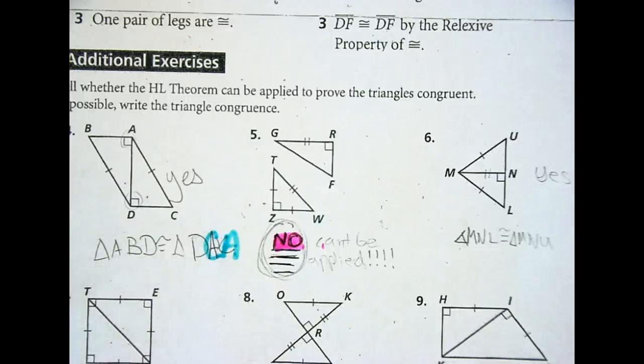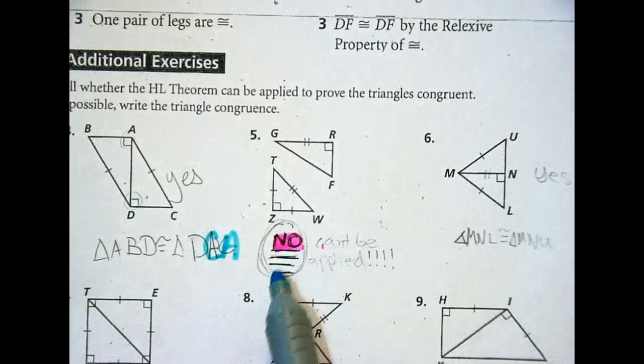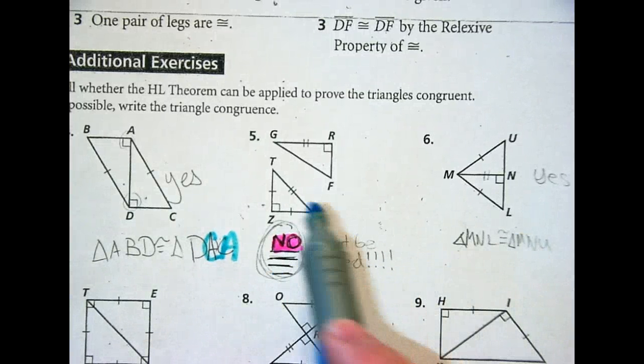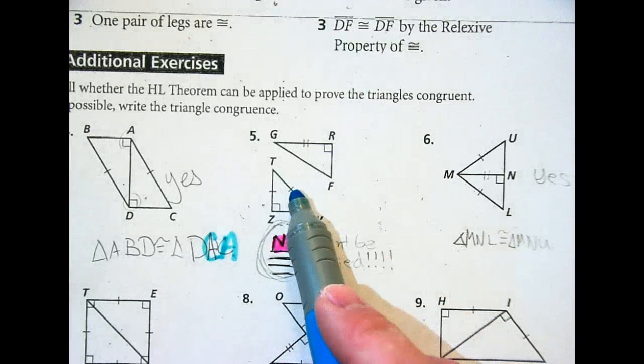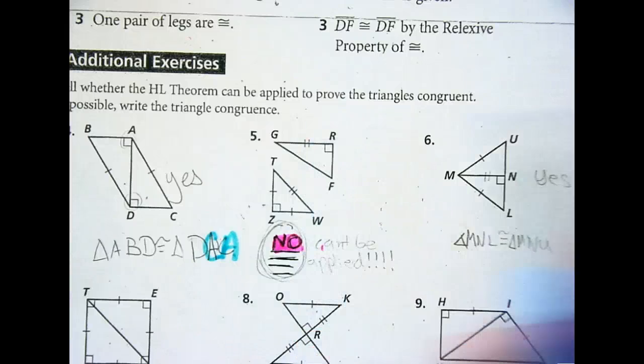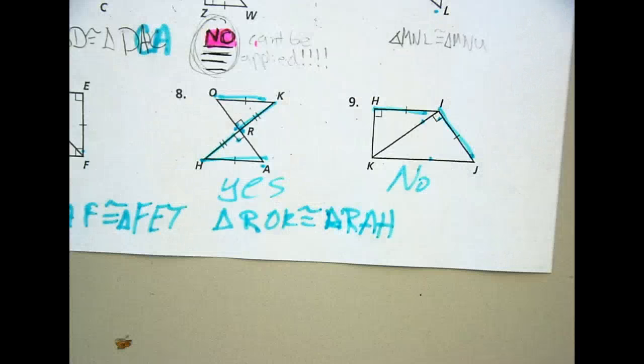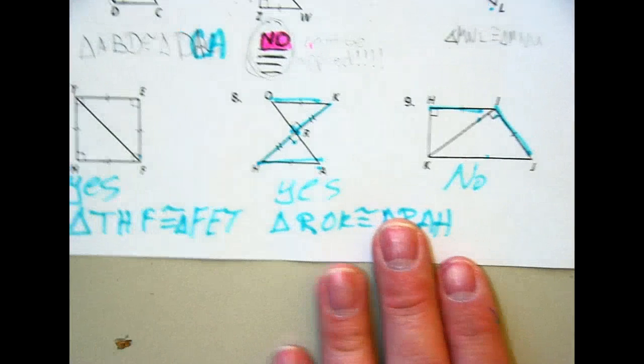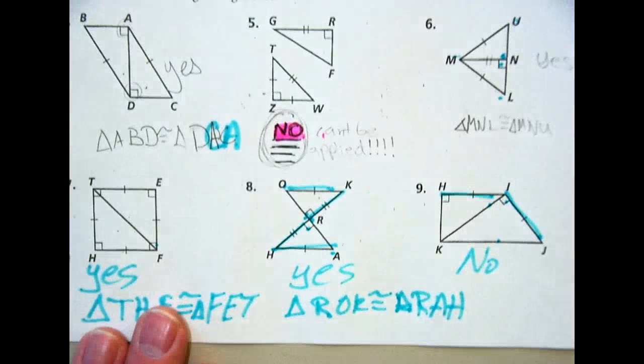Number 5, no, can't be applied. We have the right angle, and we don't have anything else. We have a hypotenuse congruent to a leg. That doesn't work out. Number 6, all right, that's what we've got. Just double checking them.